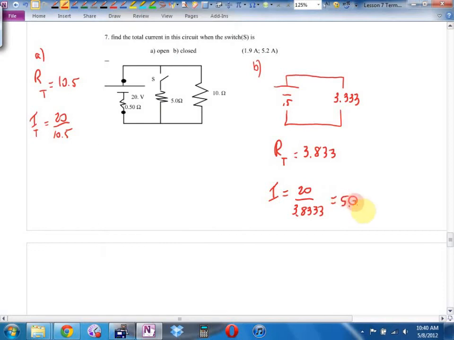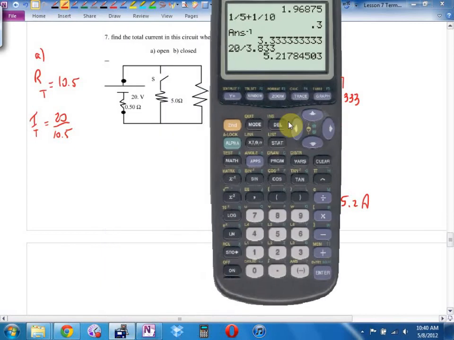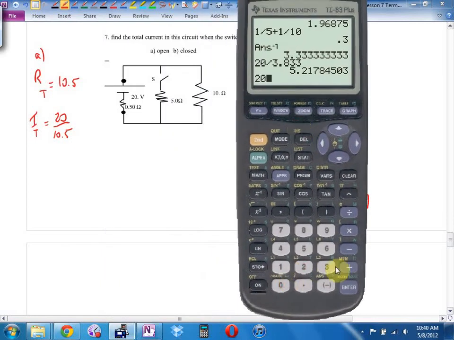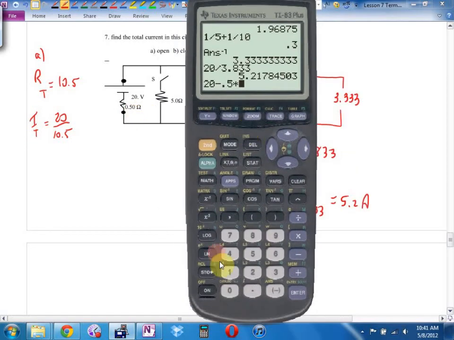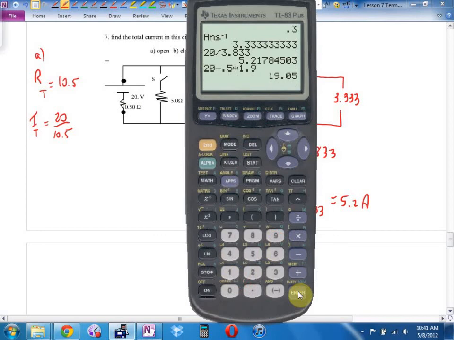I'd like to take this, Connor, one step further. With the switch open, what's the terminal voltage? Well, the terminal voltage with the switch open would be my EMF of 20 minus whatever I lose going through here, which in this case is 0.5 R times, what was the current with it open? 1.9. My terminal voltage, the voltage that I would measure across the battery, would be actually 19 volts, not 20.